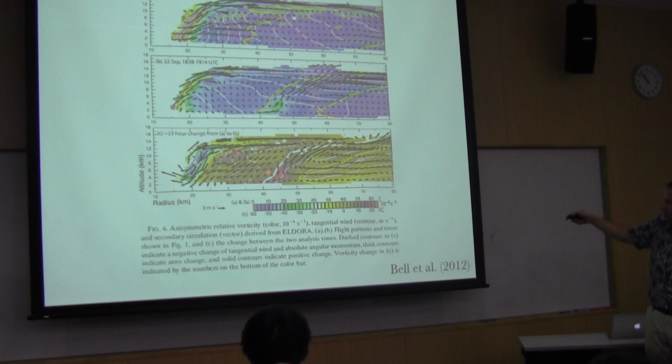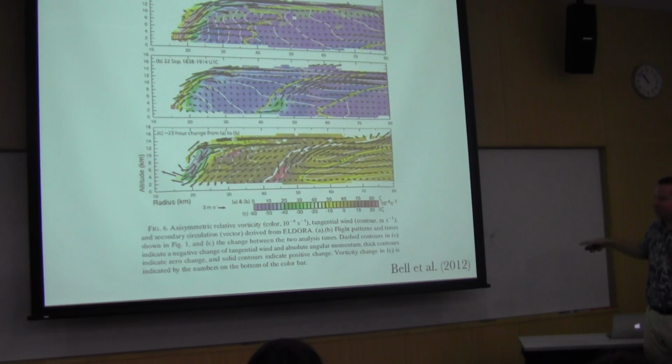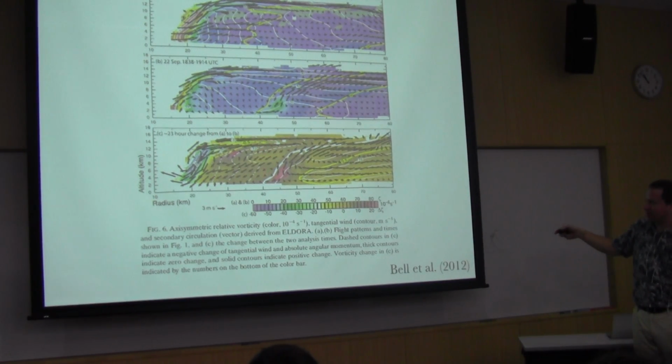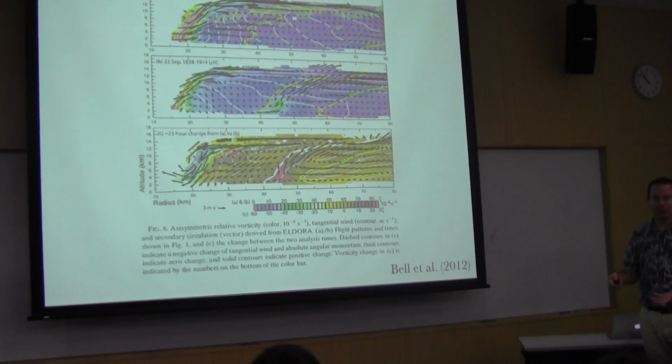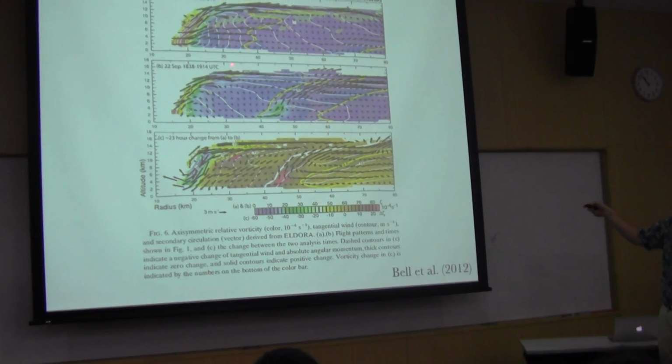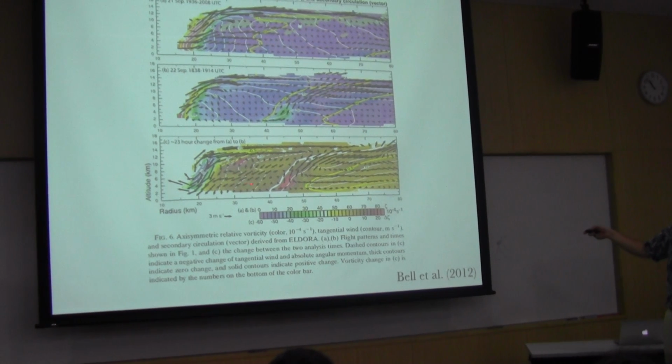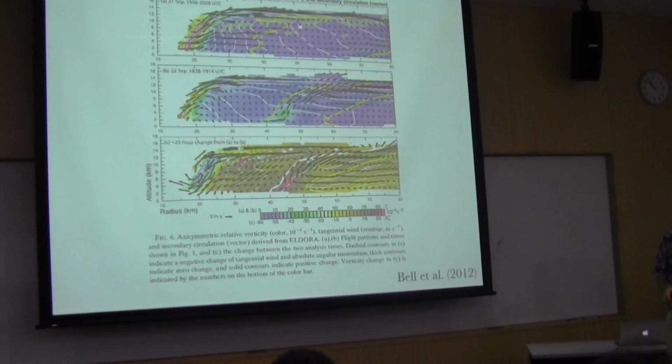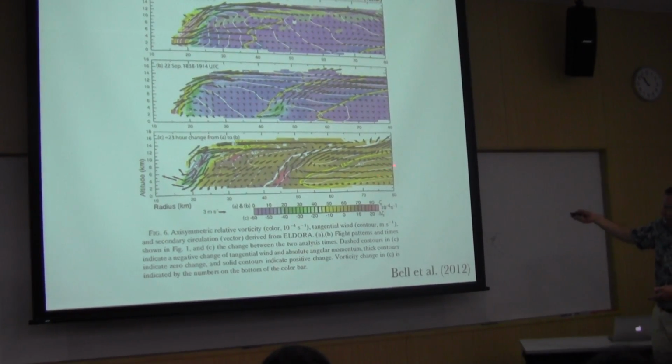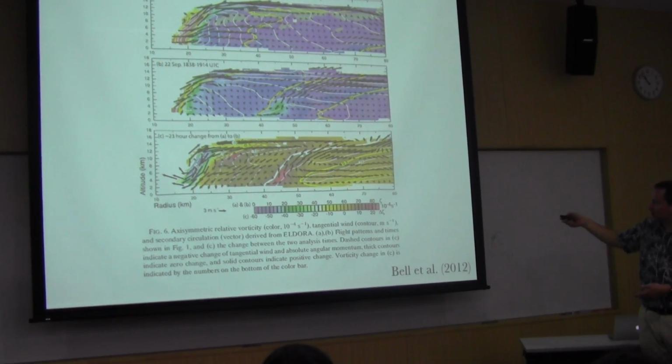And then essentially, this is the reverse, right? You can think of this as not a true gyre because this is just a difference field. But there was a large decrease in the secondary circulation associated with the eye wall replacement, and as a result, a large expansion of the vortex.